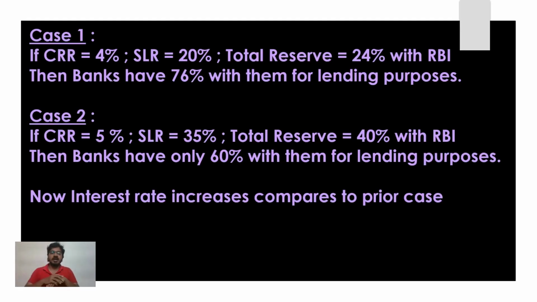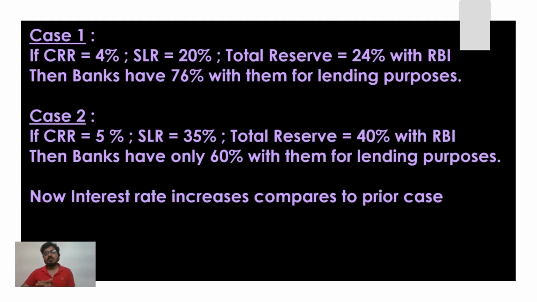Suppose next month another MPC committee comes, and based on the country's inflation, it increases the CRR to 5 percentage and the SLR to 35 percentage. So now the total reserve percentage should be 40 percentage. The remaining banks will have only 60 percentage with them for their lending purposes, for giving loans. So out of 100, only 60 will be in the hands of banks. The remaining 40 has to be parked as reserve funds.